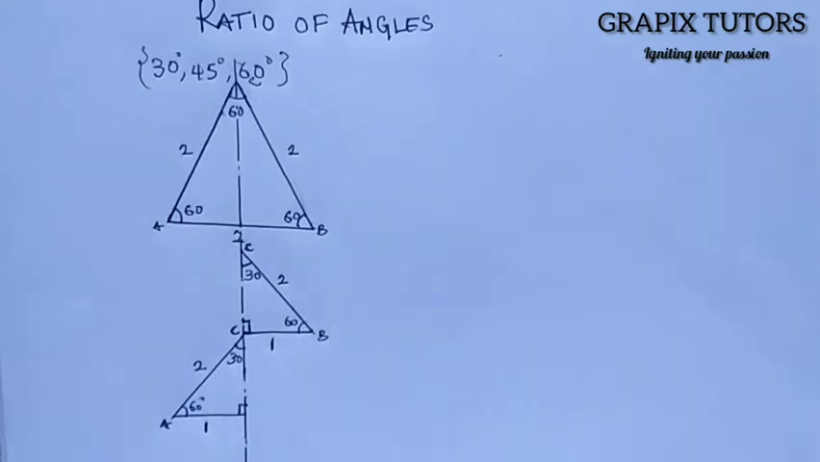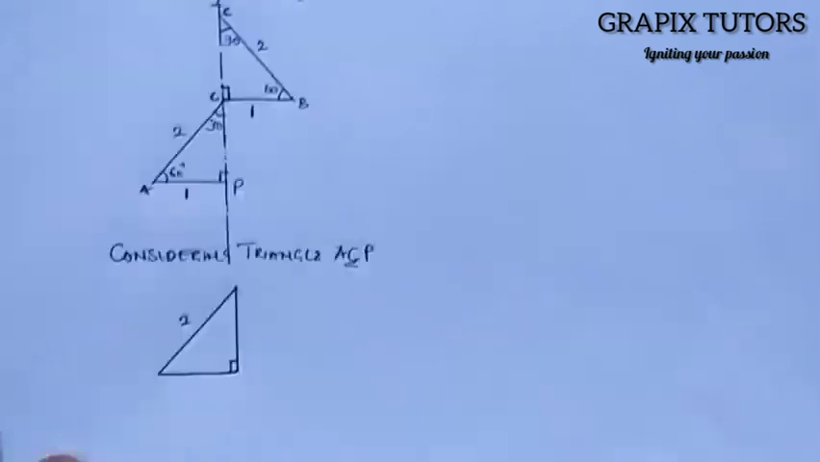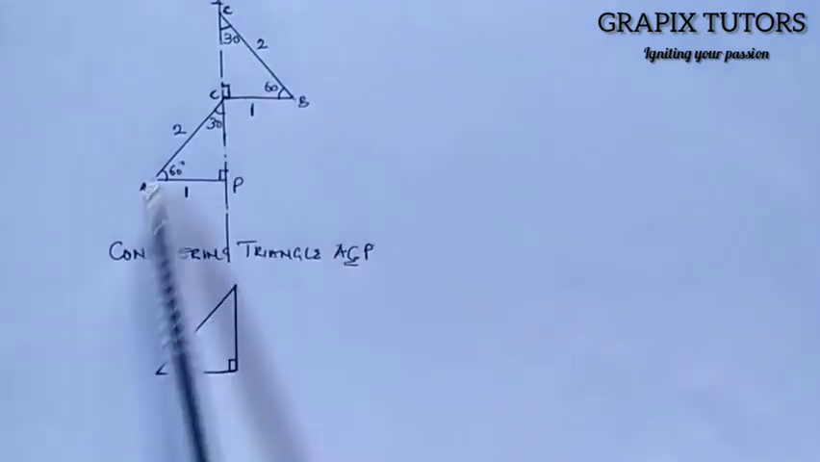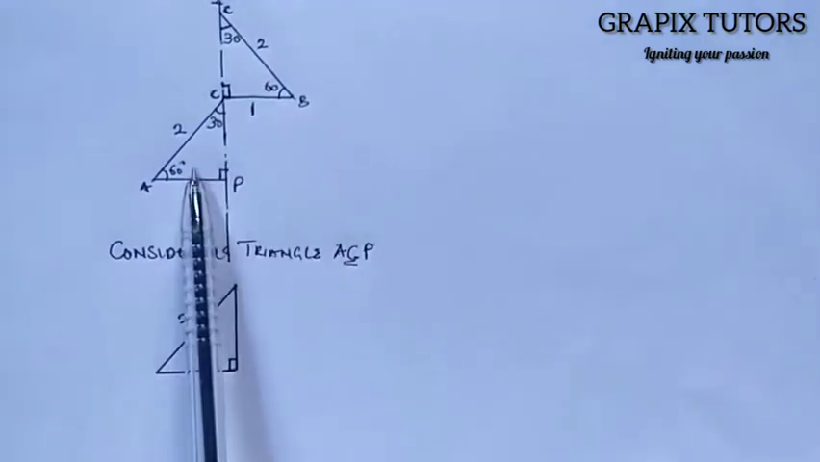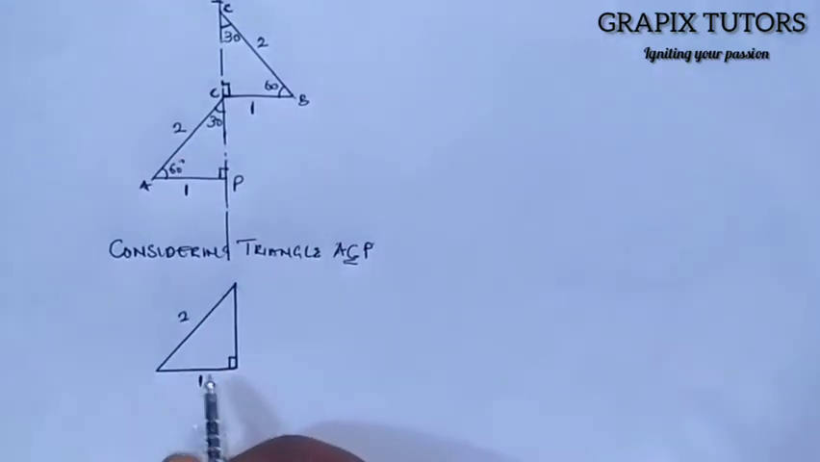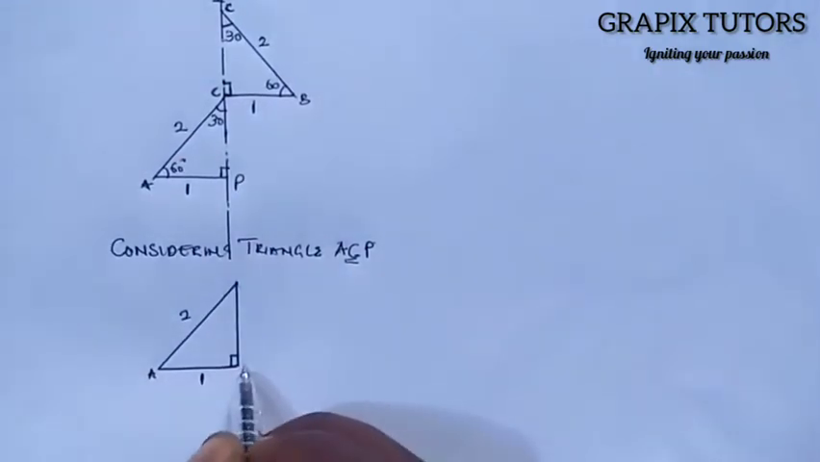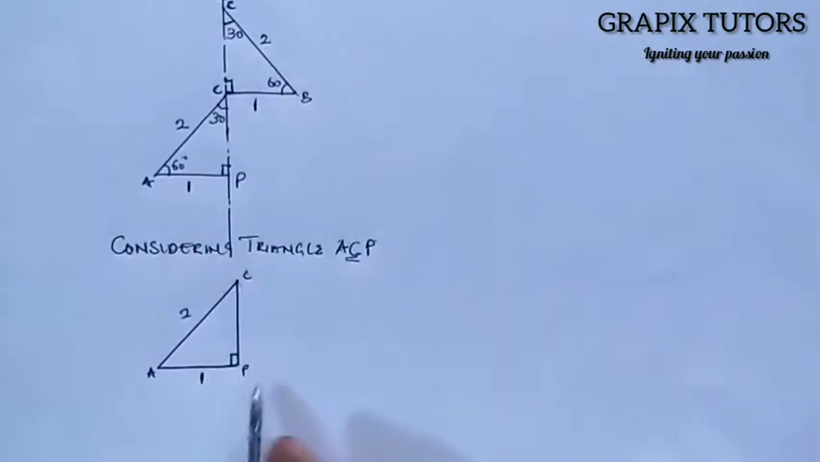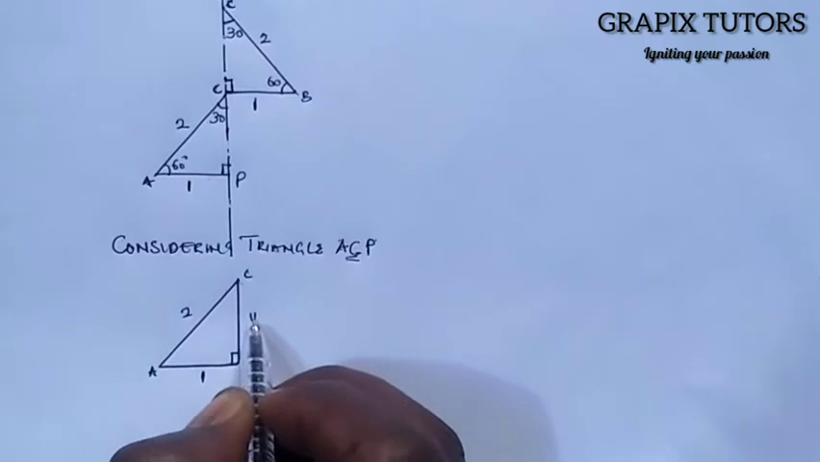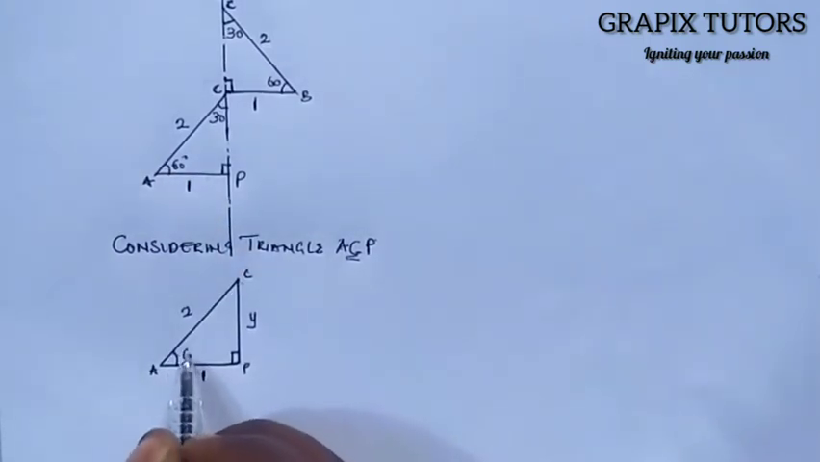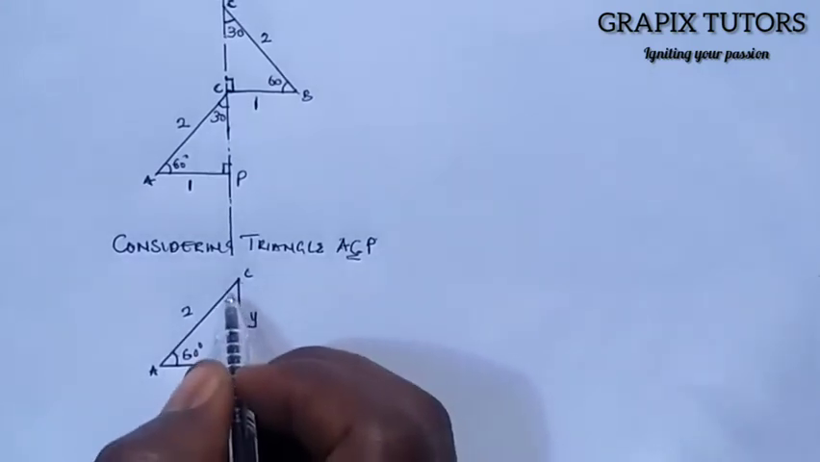So it is the same triangle. It's symmetrical, so I'll pick any side. Let me just pick the left hand side. So we're now considering triangle ACP. I have this side to be 2, here to be 1. This is my A, this is my P, and this is my C. But we don't know this vertical side here, let me just call it Y. The angle here is 60 degrees, and the angle here is 30 degrees.